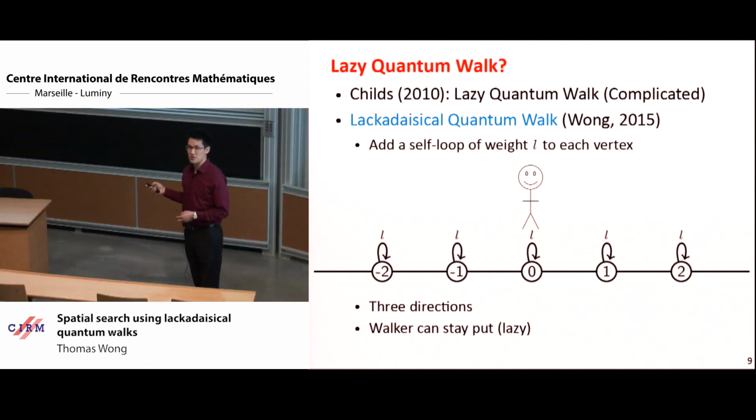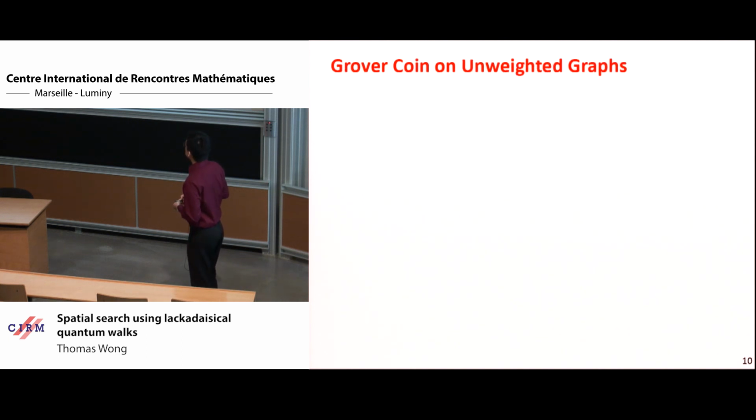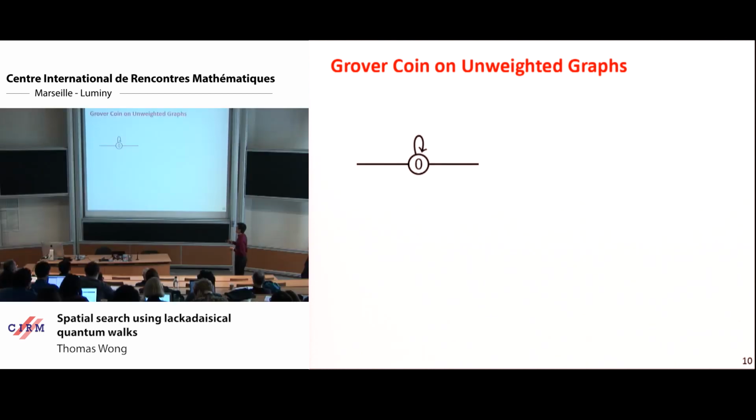All right, so one of the things with this is if we have three directions now, we can't use the Hadamard coin because that's only for two directions. And the coin that we use in search algorithms is called the Grover coin. And so let me start by reviewing the Grover coin on an unweighted graph. And so let's look at this left, right, and pointing to yourself with no weight. So there's no weight L here. So everything has weight one, if you will.